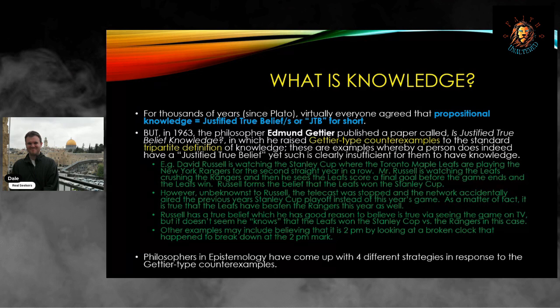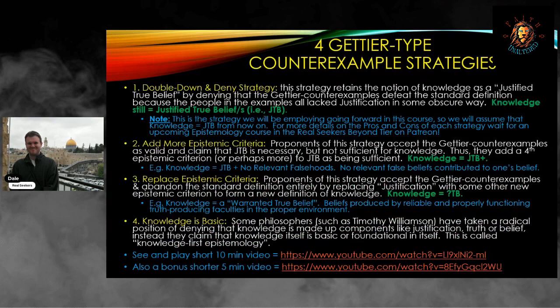Now, how have philosophers in epistemology responded to these Gettier type counterexamples? Essentially, there are 4 different strategies in response to them, and we're going to look at that now. So the first strategy is what I call the double down and deny strategy.